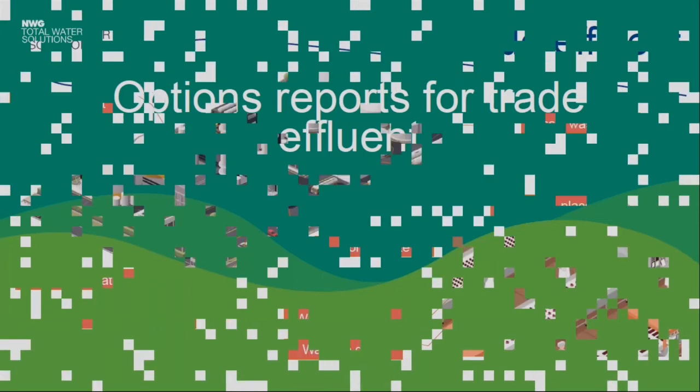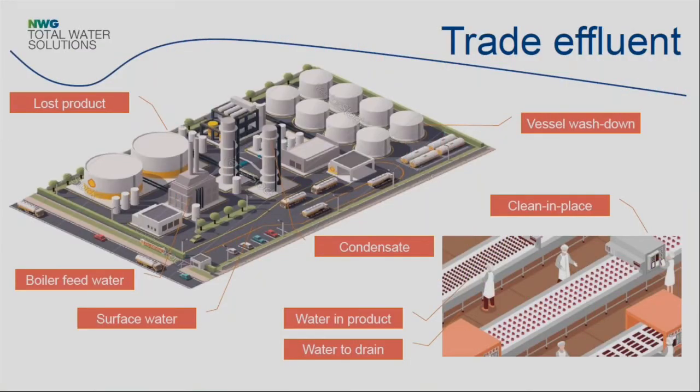So let's look at this graphic here. This is a graphic of a chemical plant. So let's say that you are a chemical manufacturer, and let's say that you produce trade effluent. And let's say you want to look at options for treating that trade effluent. So what you would start off doing is considering all the options. Where does the effluent come from?